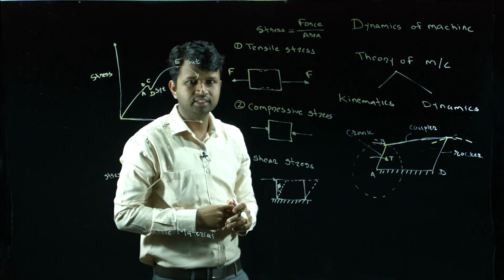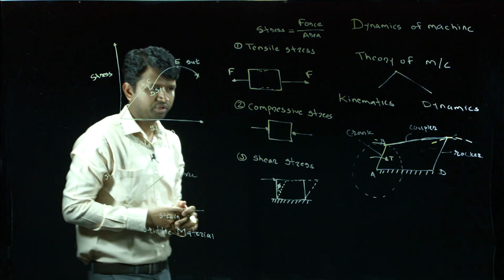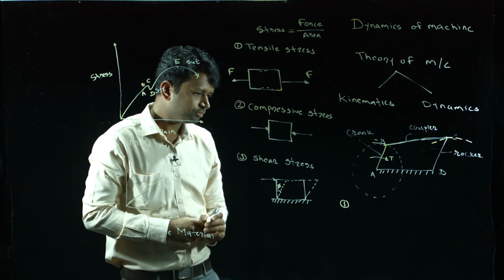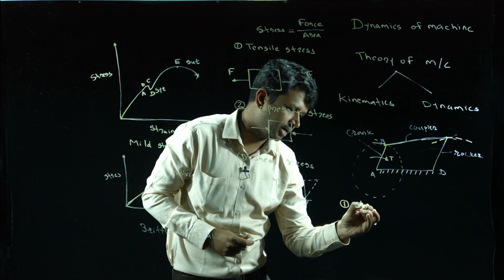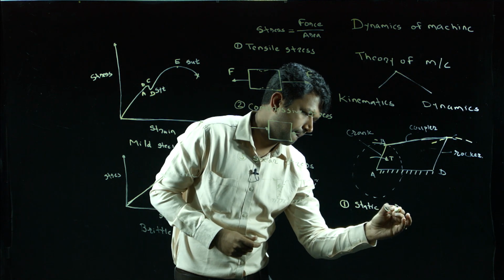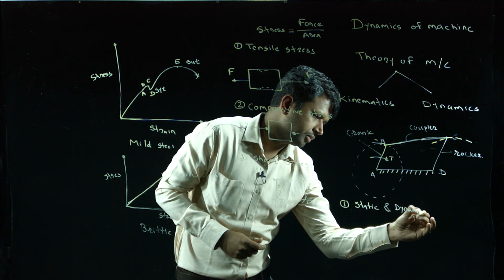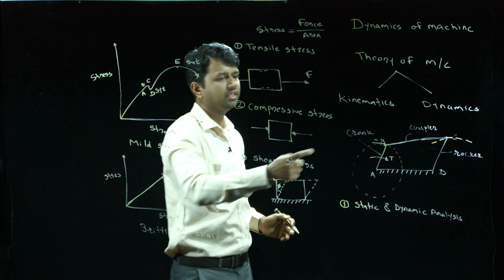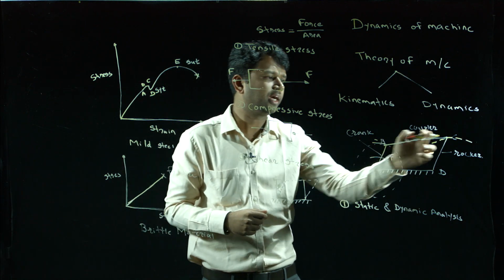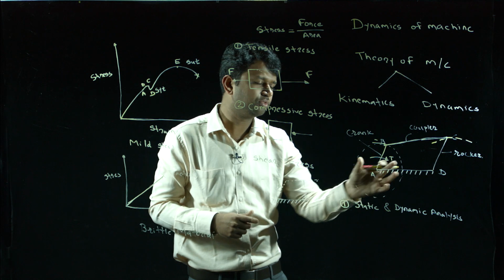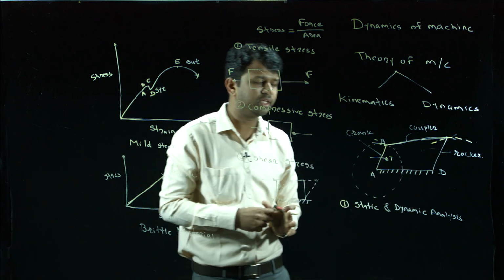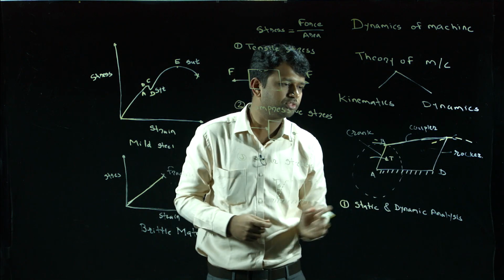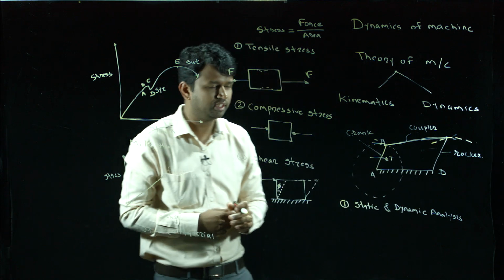Now we will discuss the syllabus of Dynamics of Machine. The first unit is static and dynamic analysis. In static and dynamic analysis we will study the various forces acting on the links. In static analysis we consider that the mechanism is in equilibrium, and then we calculate the forces acting on each link. Then in dynamic analysis we consider the inertia forces acting on the links.